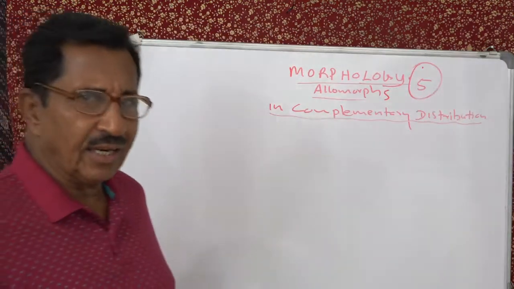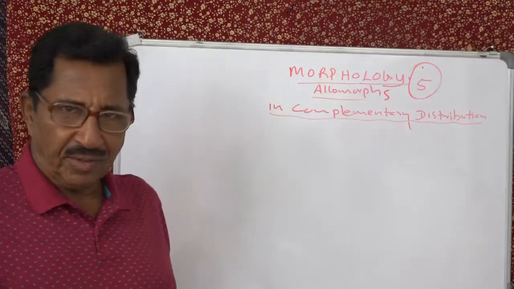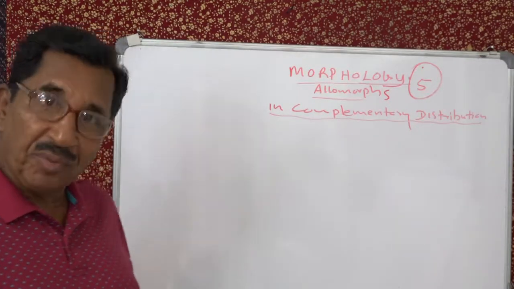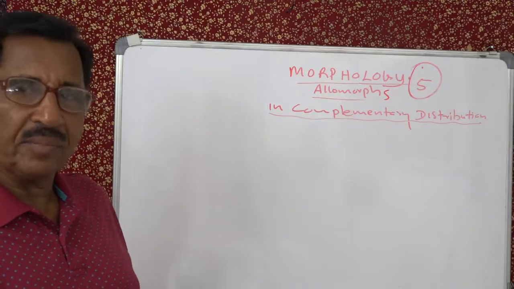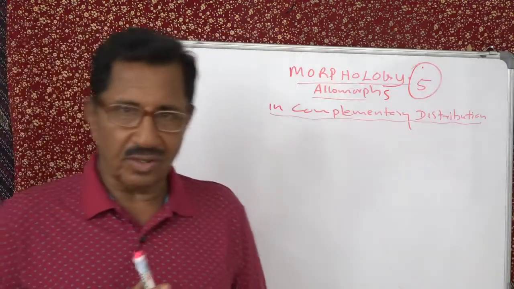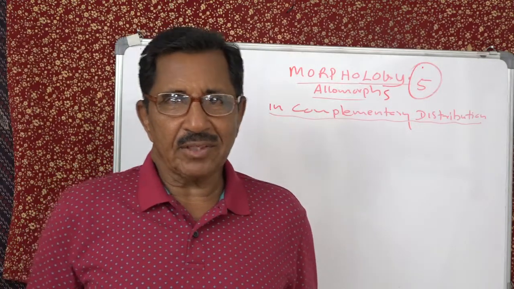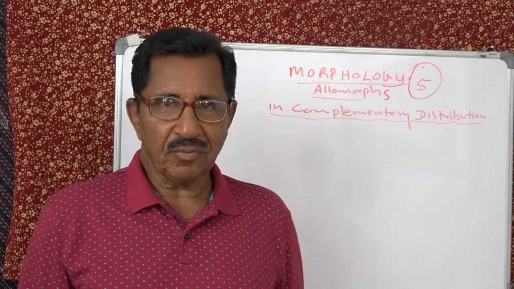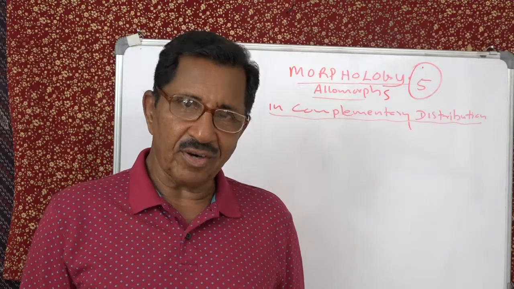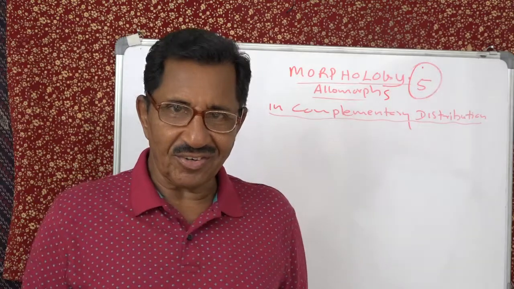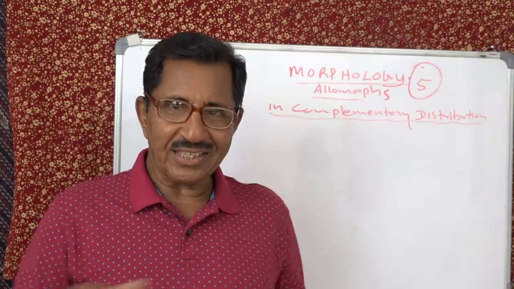Complementary distribution sometimes can create problems, some kind of misunderstanding. What is complementary distribution? Suppose I will give another example: suppose you have 3 tablets to take. One before meals, one after meals, one at bedtime. You don't take all the 3 together, right? Then what do you do? You space it.